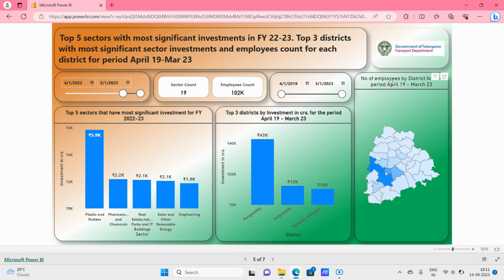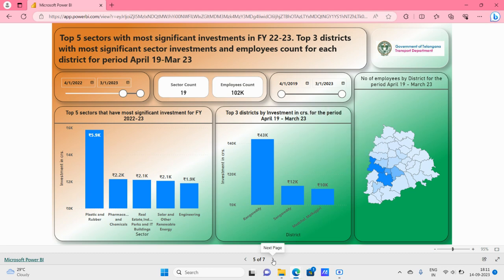Over here we can see the number of employees district wise for the period April 2019 to March 2023. You can see the number of employees in each district. The dark one has the highest number of employees, and the lighter ones have fewer employees. Others are the lightest, which has the lowest number of employees in a district. This is a shape map which we have been provided with the project.